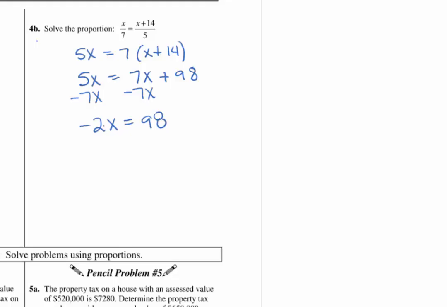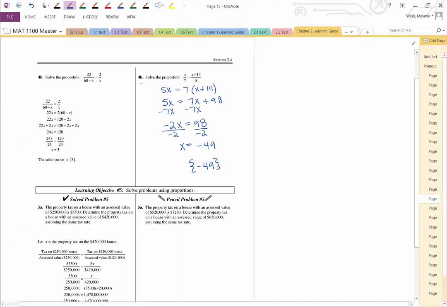And now to get x by itself, I'll divide both sides by negative 2. 98 divided by negative 2 is negative 49. So the solution to the equation would be negative 49.